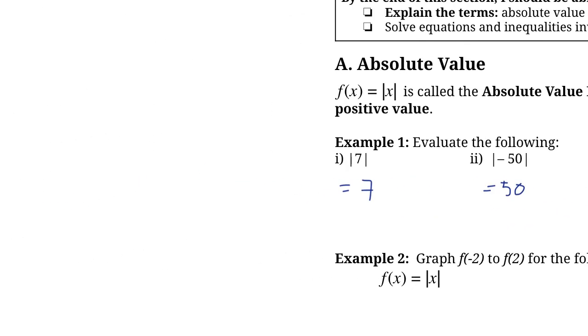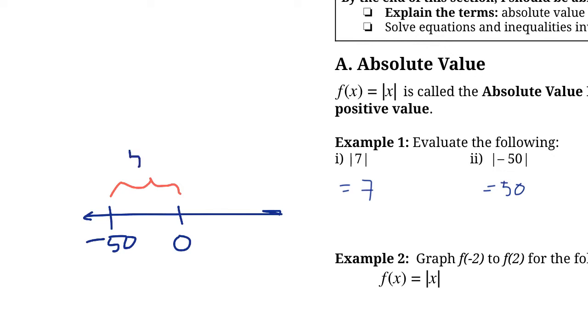Let's take this negative 50 example right over here and draw a little number line. We have 0 here. We have negative 50 over here. Another way to think of absolute value is how far we are away from 0. In this case, negative 50 is 50 units away from 0. We don't really care about the sign when we're looking for the distance between two things, right? So we're just finding the positive value, which is the distance.